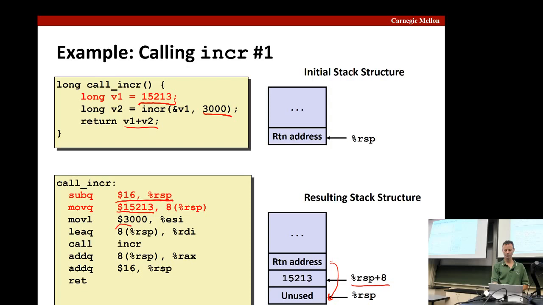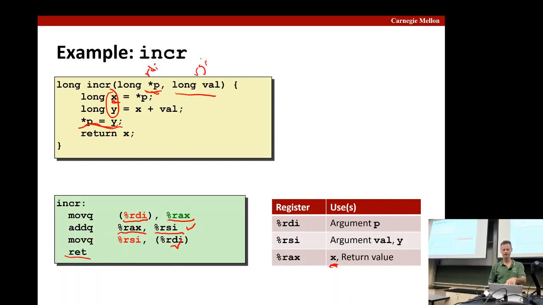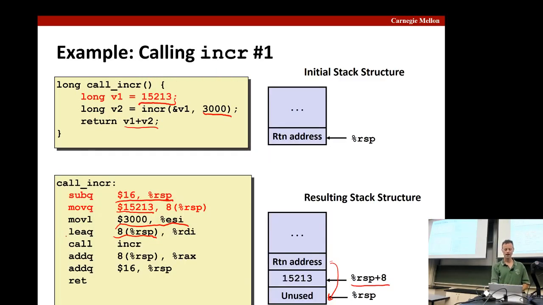Then we're going to move our 3000 into RSI, and we're going to put the address that we want to pass to increment. Remember, increment takes an address and a value. We're going to use LEA for what it's intended for, to load effective address, and put that in the register. Then we do our call, and when we get back, we have the result of the increment in RAX from the call. This 213 we squirreled away on the stack, so we have it there, and now we add it. Then we return the stack pointer.